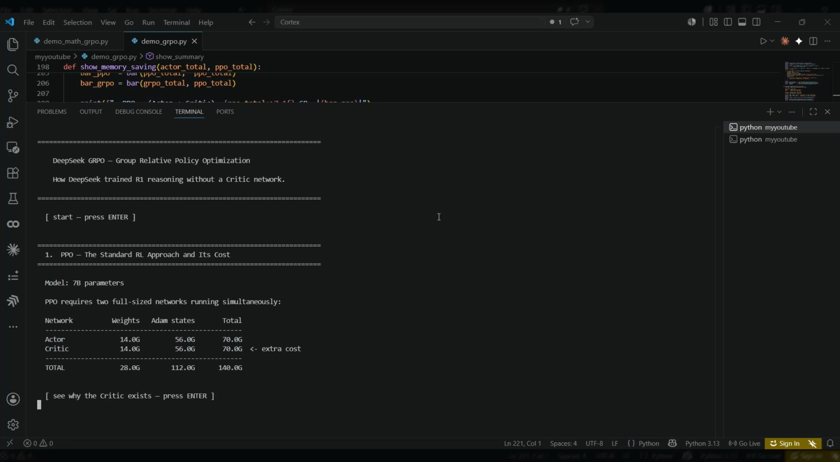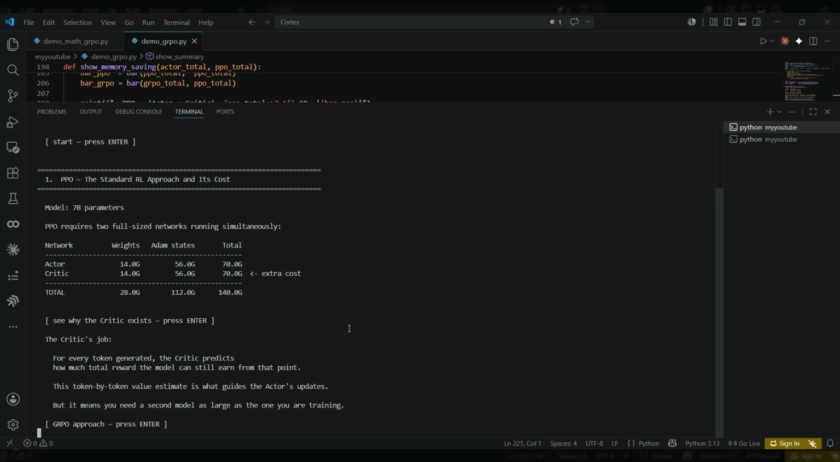So what's PPO? It is the standard RL approach which is used. A simple 7 billion parameter model has two models, an actor and a critic. Both can take up to 70 GB of space each, adding up to a total of over 140 GB. Even a normal H100 is up to 80 GB, so we won't be able to fit those two models in one GPU.